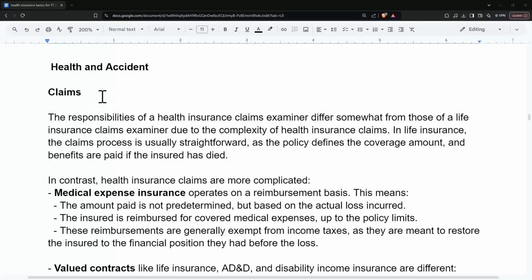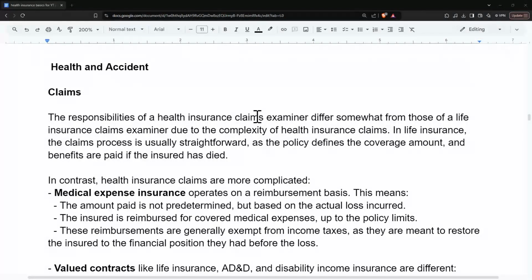So first things first, health and accident insurance claims. I'm going to read the material and then I'm going to summarize it and try to put it in a way that might help you remember it better. So the responsibilities of a health insurance claims examiner differ somewhat from those of a life insurance claims examiner due to the complexity of health insurance claims.